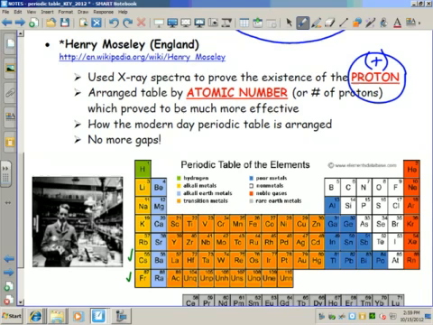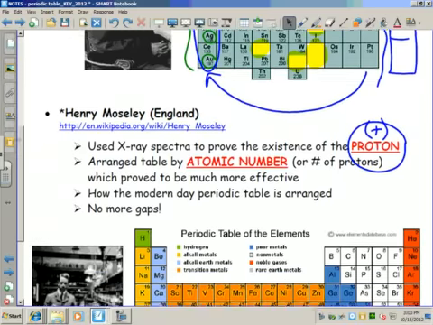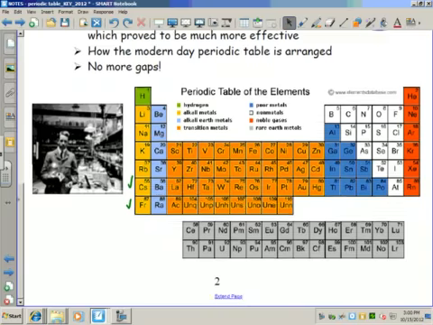And Moseley determined that there was always a whole number of positive charges once he was able to assign a charge to this particle. There was always a whole number of these charges. And so this became known as the atomic number. Moseley then went on to arrange the periodic table, instead of according to increasing atomic mass, according to increasing atomic number.